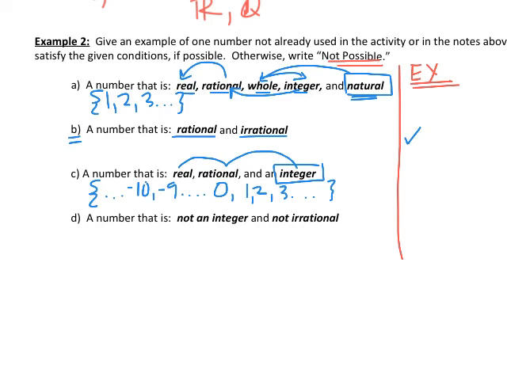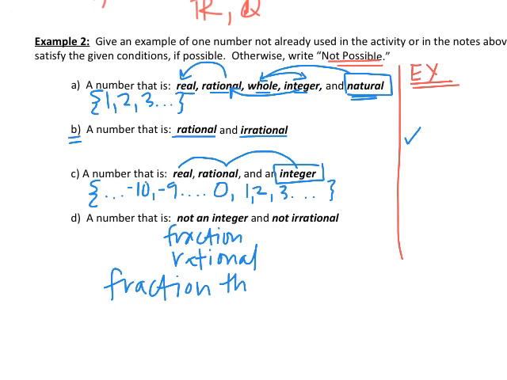For part D, a number that is not an integer and not irrational. So not irrational means that it is rational, but it is also not an integer. Okay, so it has to be then a fraction. And that would be part of the set of rational numbers. So it has to be rational. That's because it's not an integer, and we have to have something that is not irrational. Okay, so basically you're going to be giving me an example of a fraction that cannot be simplified into an integer.